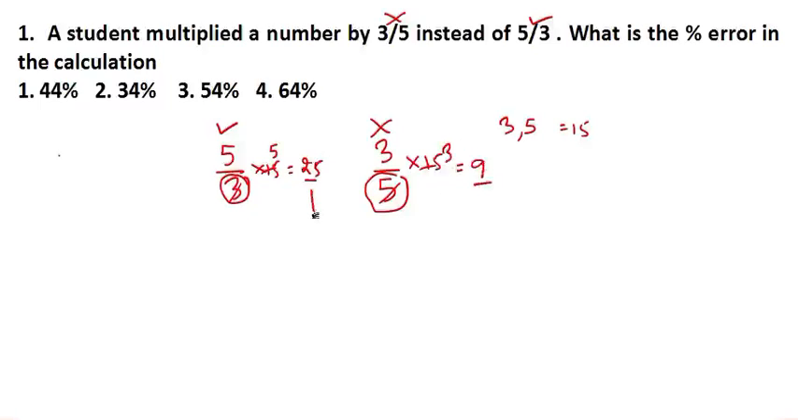So what is the percentage error? The percentage error will be the difference, 16, on what? 25. If you want to take percentage, we have to multiply by 100. So if you multiply, you will get 64. So 64 will be your right answer, means the fourth option. I hope this is very clear now. Okay, let's move ahead.